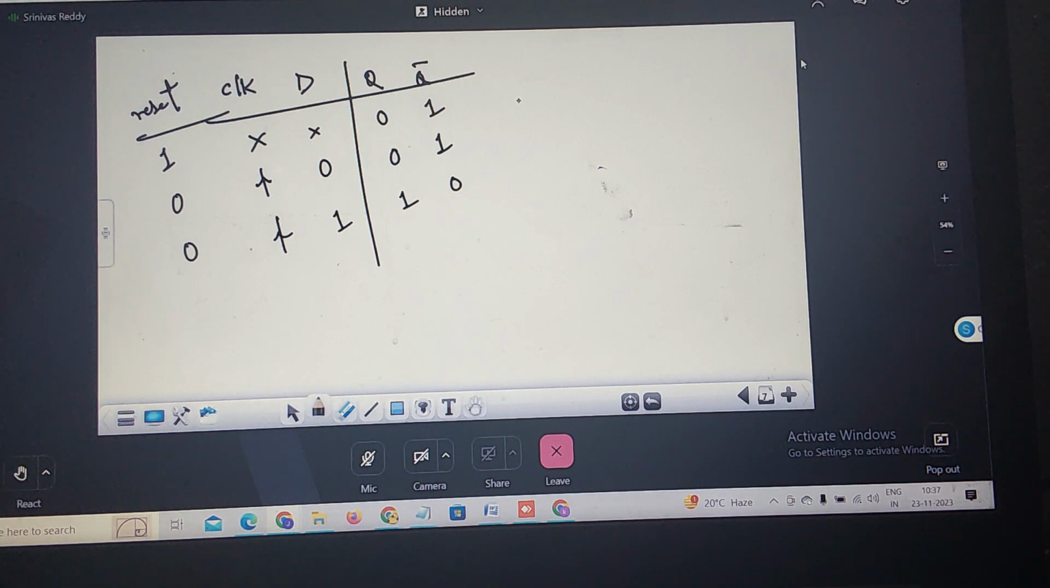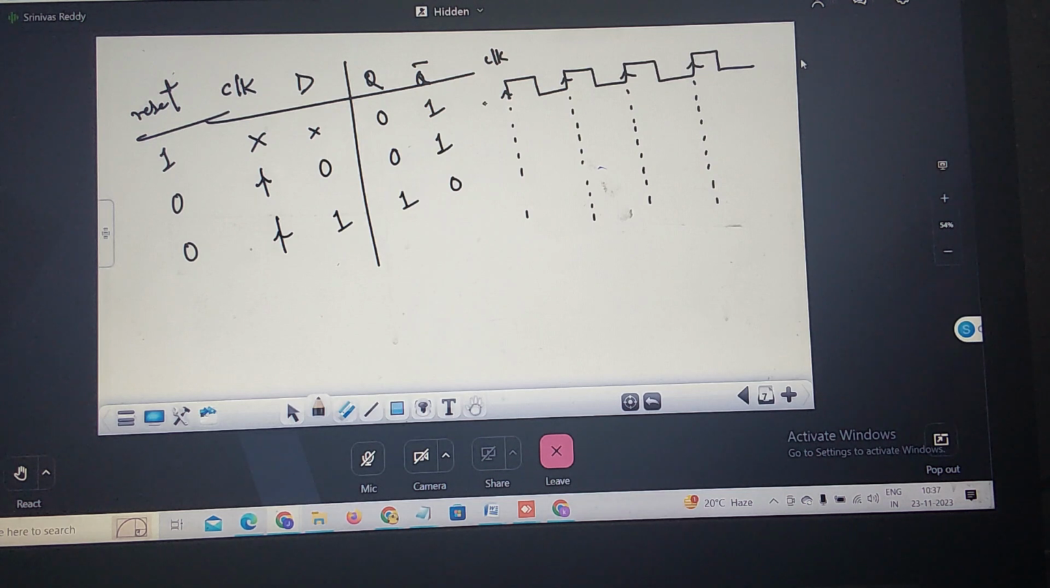So what it says is, this is my clock. This is a rising edge of the clock, and this is a rising edge, this is a rising edge, this is a rising edge. This is my clock. Correct. Let me draw the reset.